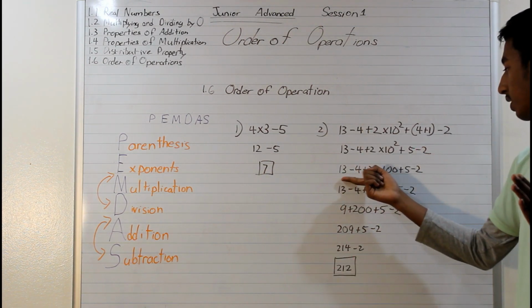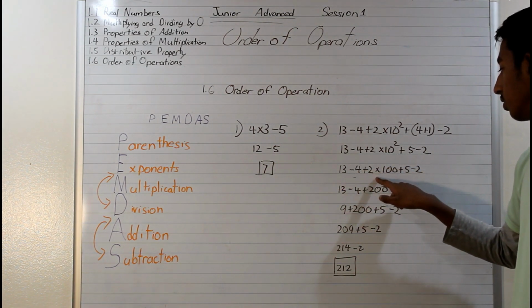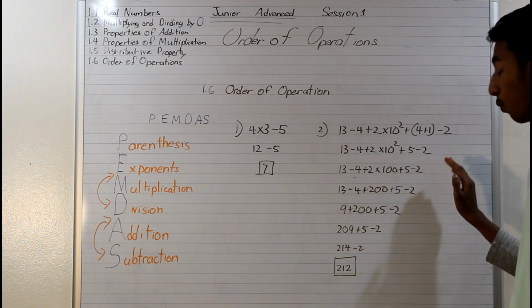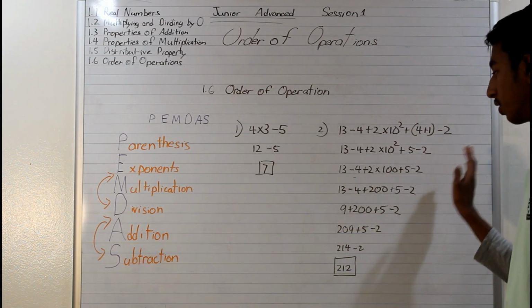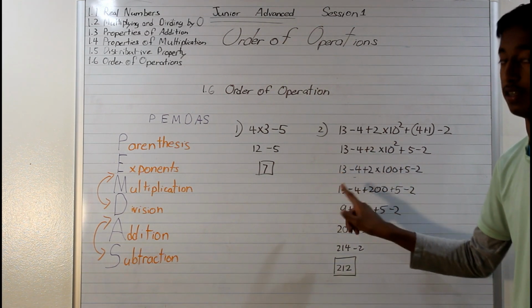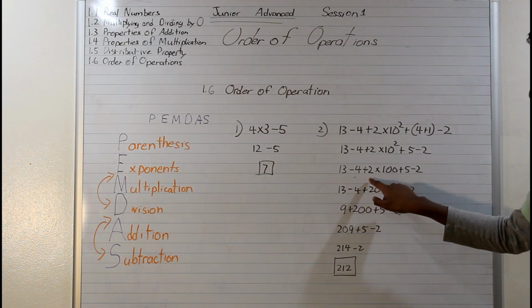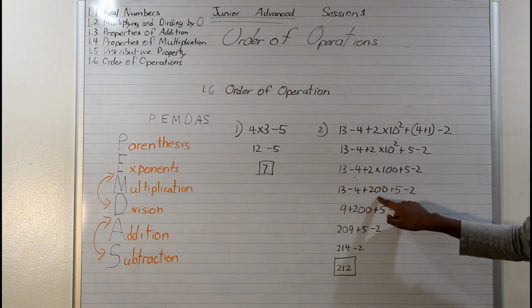So we're on this step right here, and there is multiplication. So you do the multiplication first. If there were division, you would do it after if it were on the right side, but if it were in front of the multiplication, you would do that first. But yes, you do the multiplication. 2 times 100 is 200.